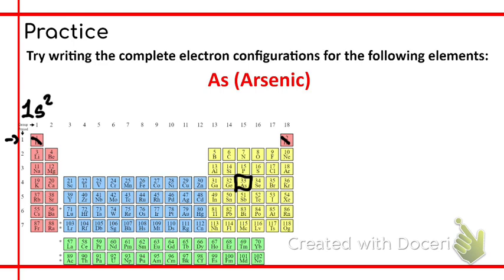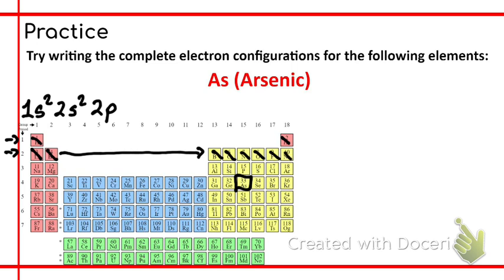All right, move on down. We are in row 2 now. We enter into our S block. It can hold 2 electrons. So we get our 2s2. Keep on moving all the way over. We are still in row 2. We enter into our P block. So our yellow area is our P block. It is able to hold our 6 electrons.